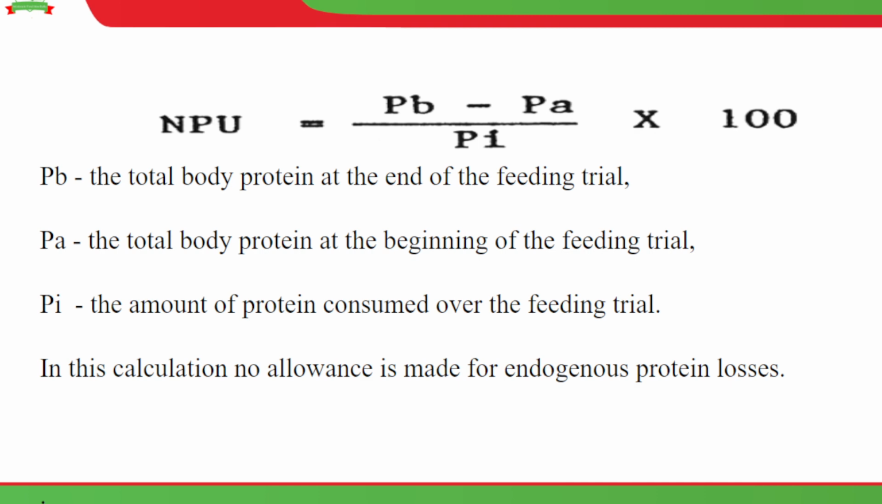So for net protein utilization, we have the total body protein at the end of the feeding trial, which is PB, minus the total body protein at the beginning of the feeding trial, meaning you know how much protein someone had before feeding. Then you give that person that protein, and at the end of the feeding, how much protein does that person have? Divided by the amount of protein consumed over the feeding trial, how much did this person consume, and you multiply it by 100. Take note of these formulas. There can be a question where you calculate this.